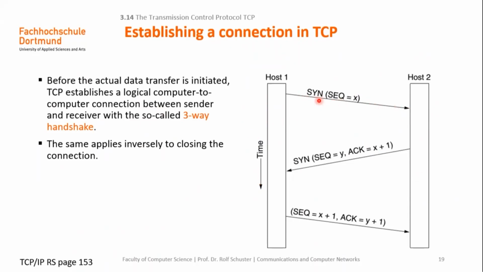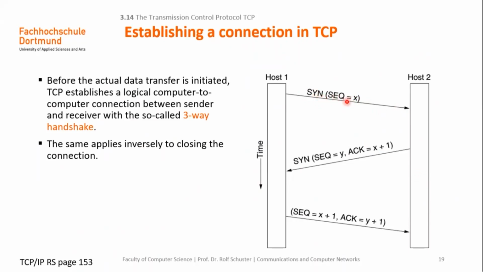Then, which are those 3 segments? The first one is the segment with the SYN flag set, and the sequence number is equal to what is called the initial sequence number, ISN.